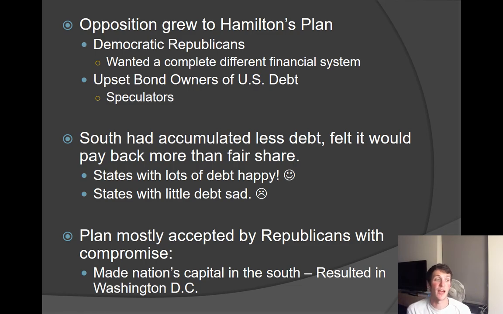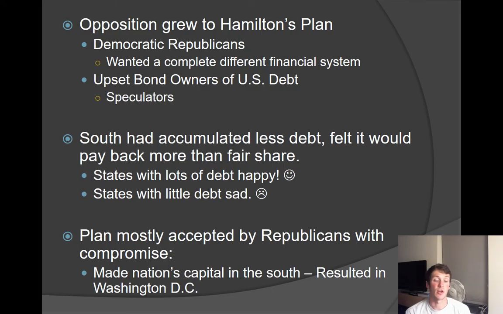For one, you're going to have some of the states in the South, in particular, like Virginia, who had more or less paid back all of the debt from the Revolution. They're going to be really opposed to this. They don't want to take on the debt of the other states. They just don't think that's particularly fair.